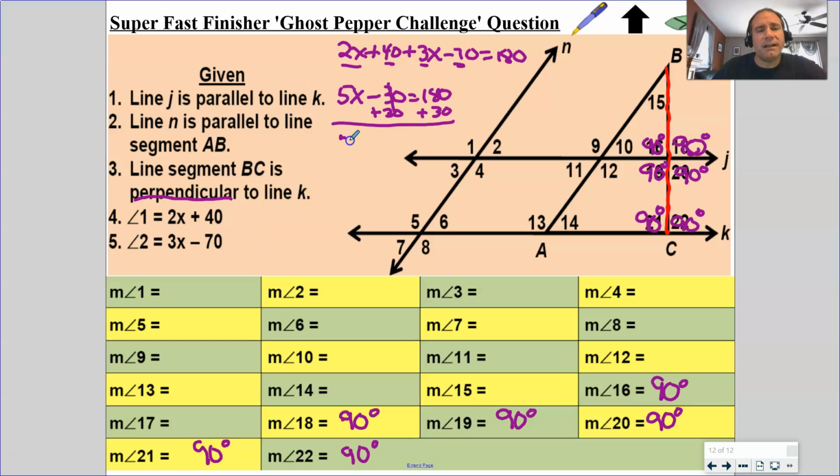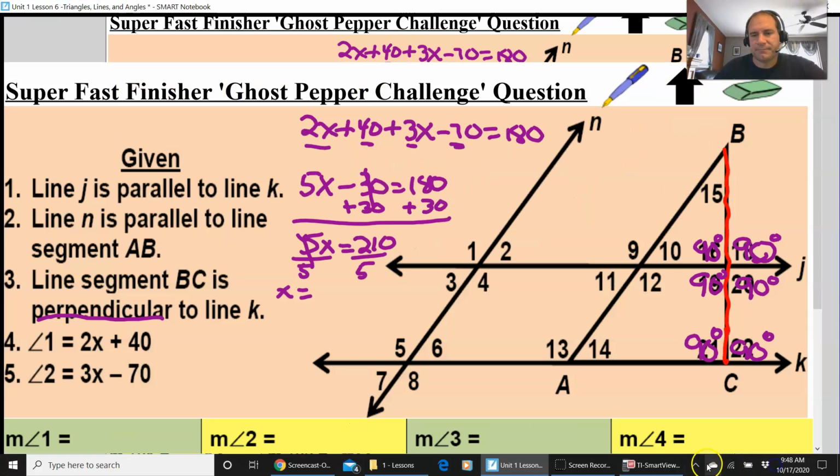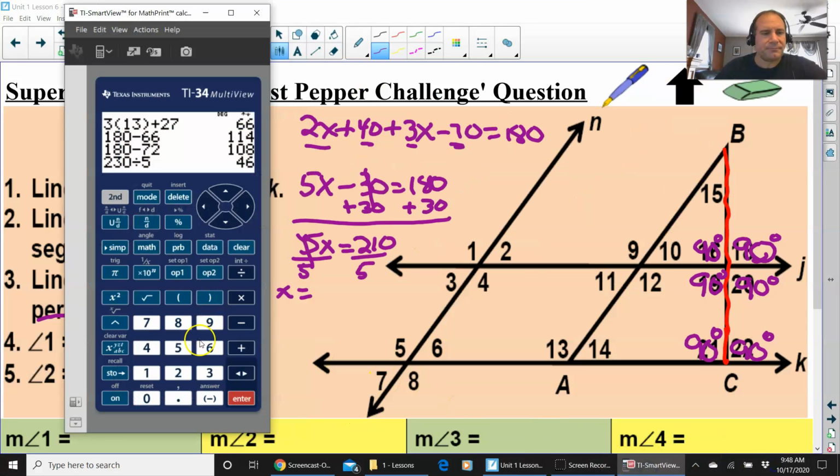All right, normally in class you would try this on your own. You'd work together with this one, but we're not in class. So this is 210, 180 plus 30. So you divide by 5, and just in case, we are going to bring up the calculator. 210 divided by 5 is 42.